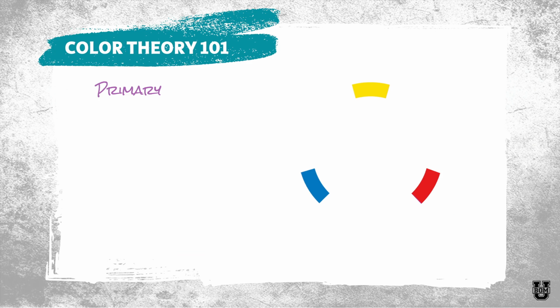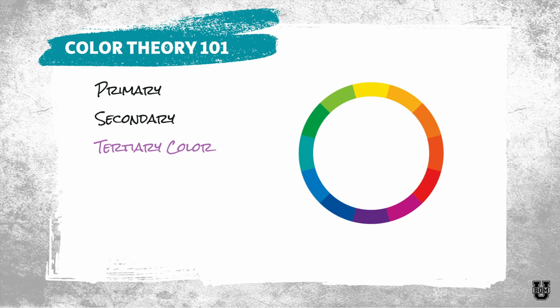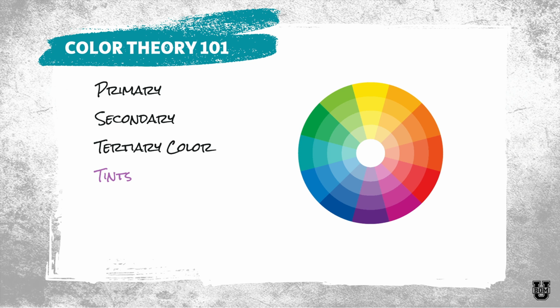Color theory 101: on the color wheel, you have your primary colors, yellow, red, and blue. When you mix those adjacent colors, you get your secondary colors, which are green, purple, and orange. Then you have your tertiary colors, which are the mixtures of those secondary colors. And you're like, okay, well, there's the color wheel. But when you add white to those colors, you get what they call tints. So that expands the color palette there.